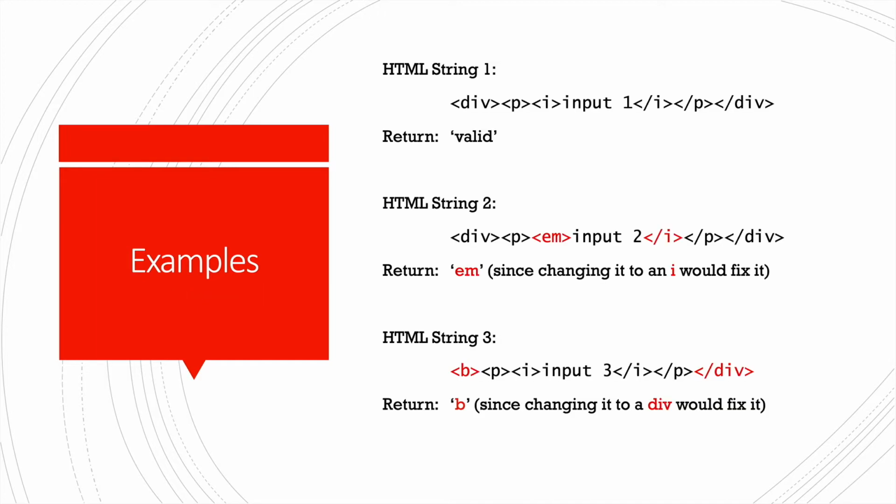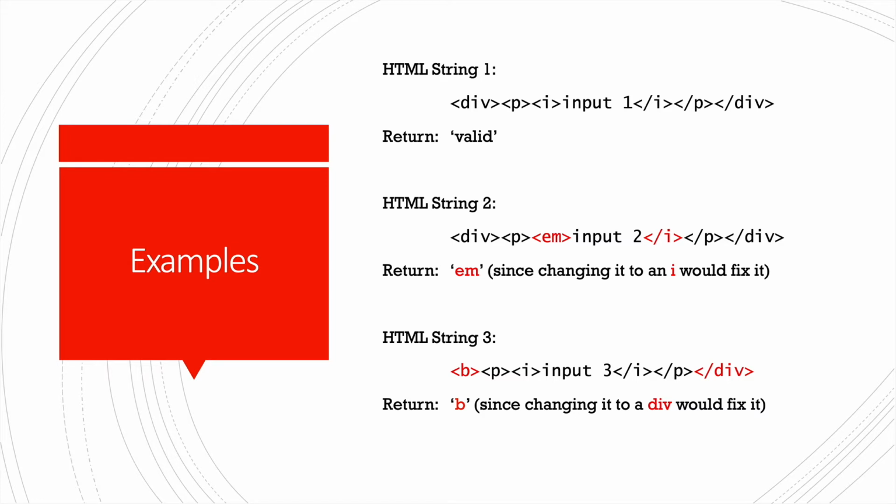So let's take a look at a few examples. In our first example, we see that we have opening div, paragraph, and italics tags, then some text, and then closing tags which match the opening tags, so we would return valid. In our second HTML string, we see that the EM tag and the I tags mismatch. So we would return EM because if we were to change that to an I, it would fix the nesting. In our final HTML string, we see that our B tag mismatches with our div tag. And we'll return B because if we were to change it to a div, that would fix the nesting.